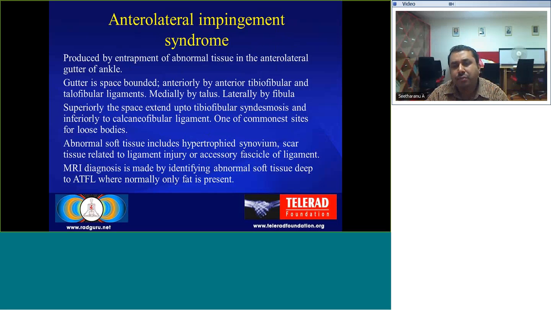Coming to impingement syndromes, the most common is the anterolateral impingement. There is also posterior impingement and anterior impingement. They are less common. So the most common is the anterolateral impingement. Anterolateral impingement is produced by entrapment of abnormal tissue in the anterolateral gutter of the ankle.